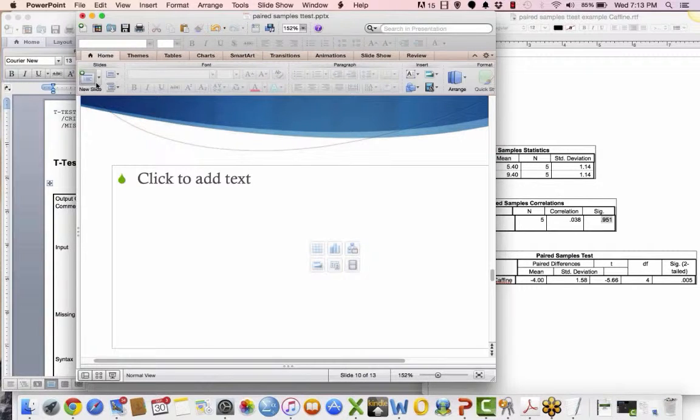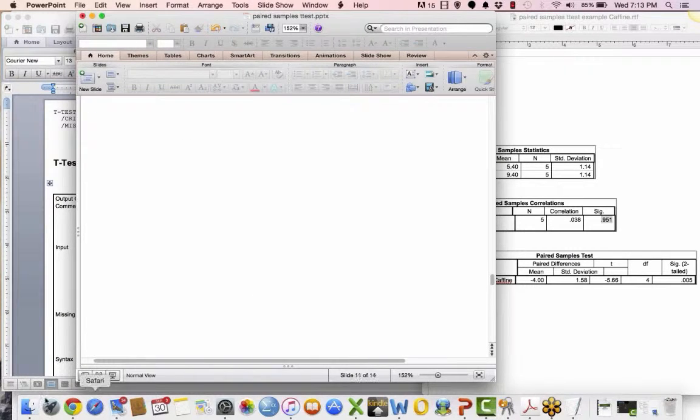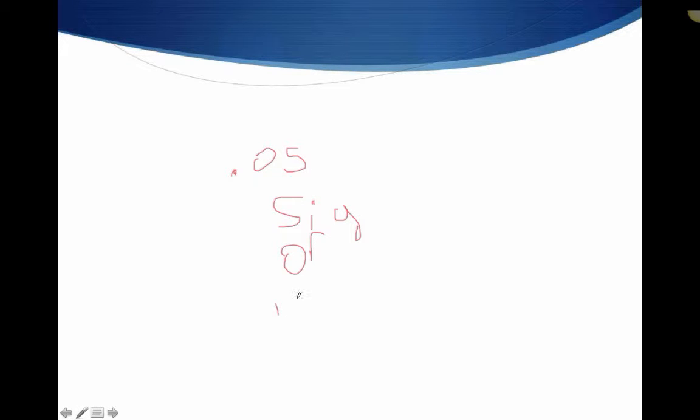So to give you an idea of how this works, we're going to be looking at 0.05. That is the magic number to decide whether it is significant or not. If the number is above 0.05, it is non-significant. So if I give you a number of 5.755, then that is above, so it's non-significant.